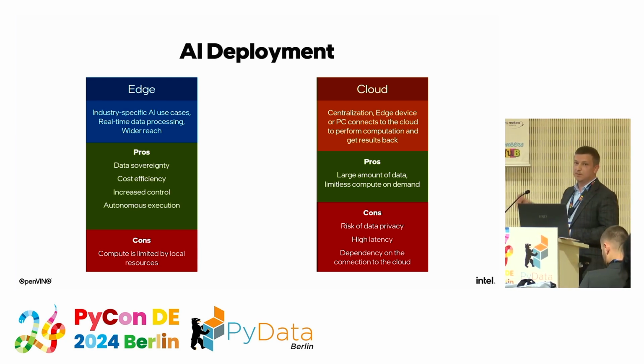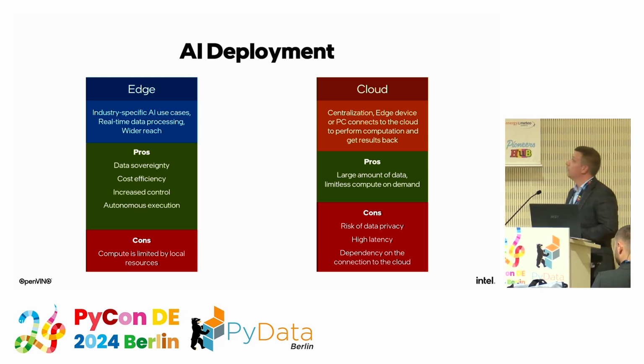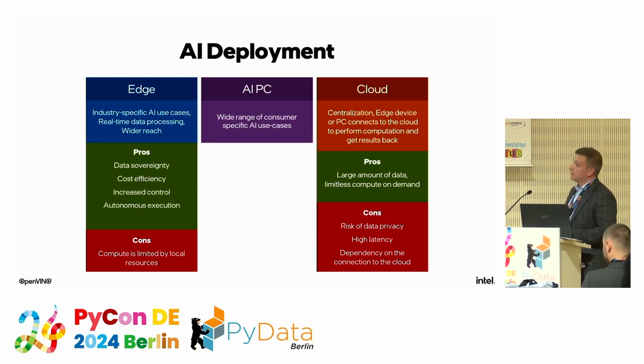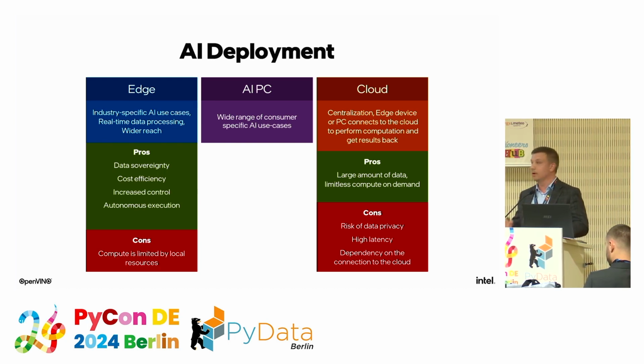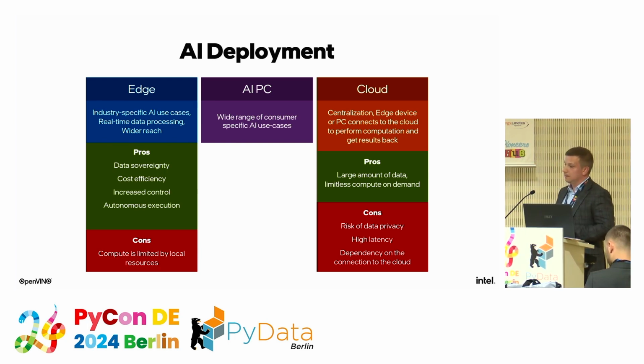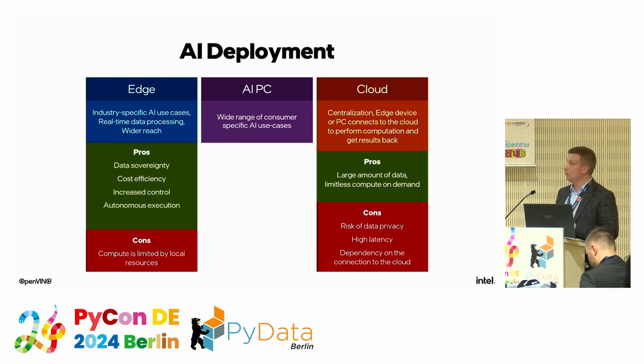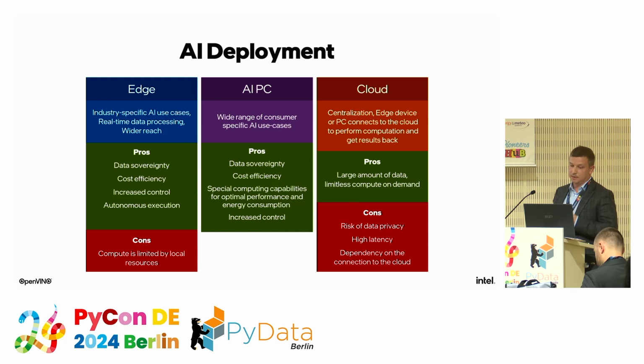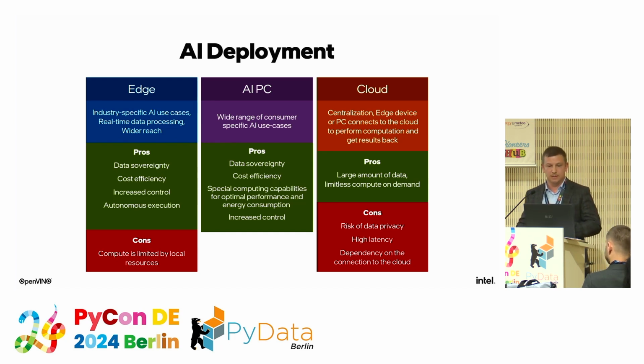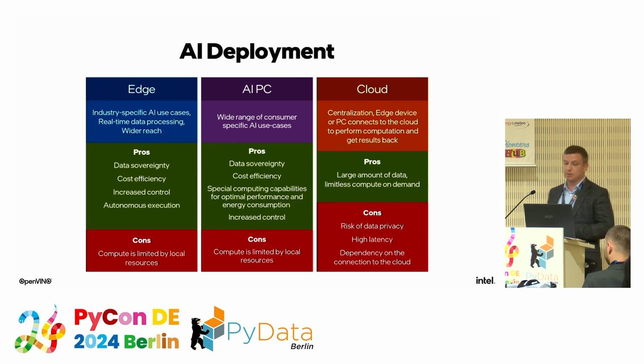And now we have something very special and very new. We also have the AI PC. And the AI PC is actually very similar to the edge, but it's considered to be used for consumer-specific AI use cases. And as a result, we have the same pros here: data privacy, cost efficiency, increased control. But on the AI PC, we also have a dedicated computing engine for optimal performance and energy consumption. I will talk about this a bit later. Cons are the same as for the edge.